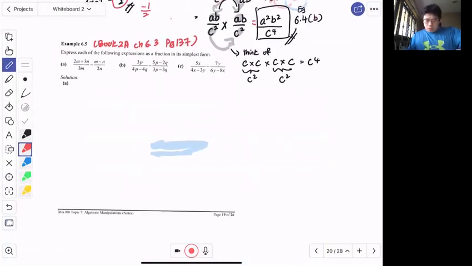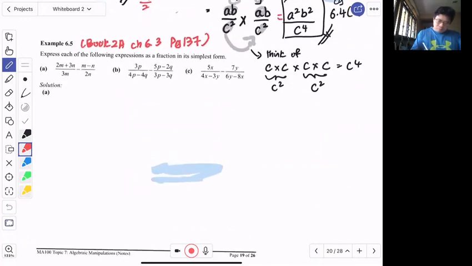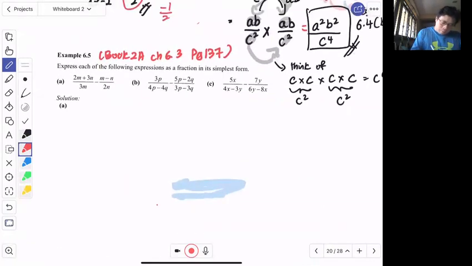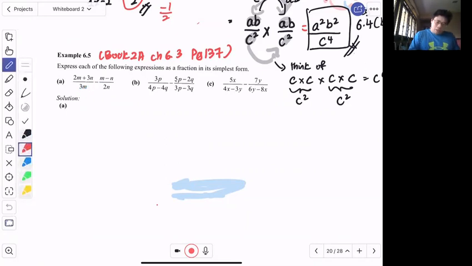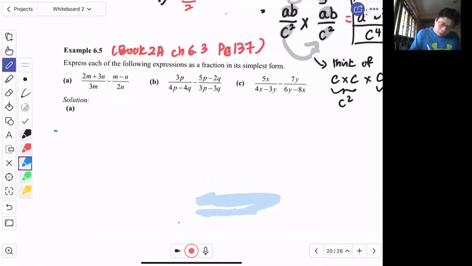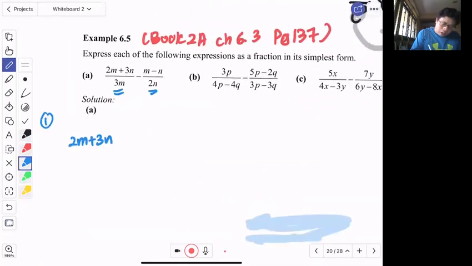Okay, 6.5a. We look at 2m plus 3n plus m minus n. So I look at this and I say, wow, denominator is not the same. So what can I do? Very simple. I take 2m plus 3n. I first of all recognize the LCM. So I create the LCM of the denominator.